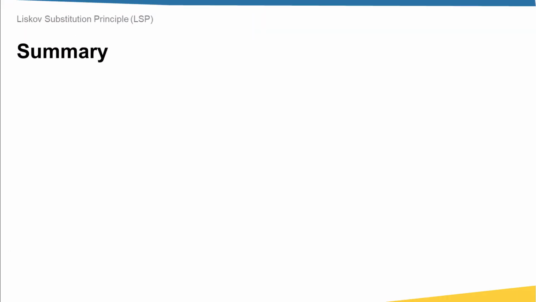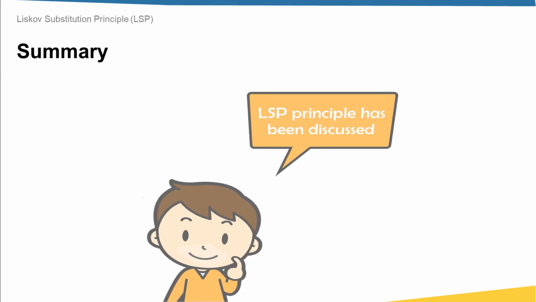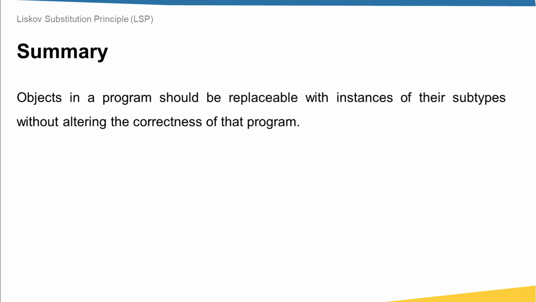We reached the end of this lecture, so let's recap what we have learned so far. Mainly, in this lecture, the LSP principle has been discussed, and we see that this principle states that objects in a program should be replaceable with instances of their subtypes without altering the correctness of that program. So the program should work properly with objects from the parent or from the child classes.